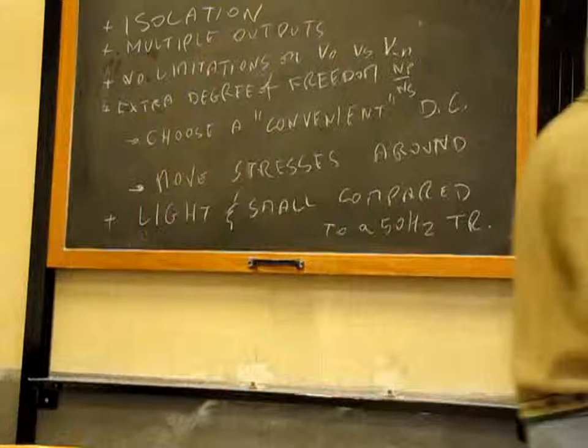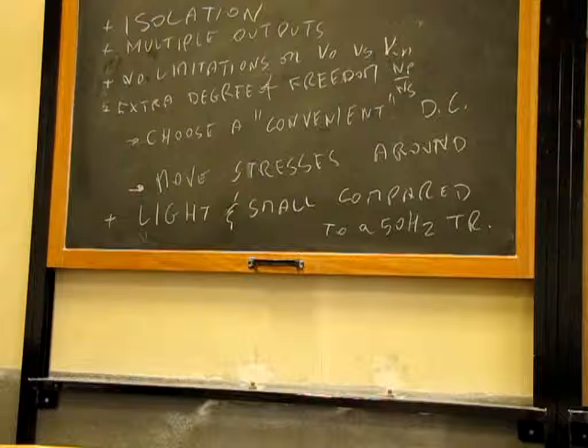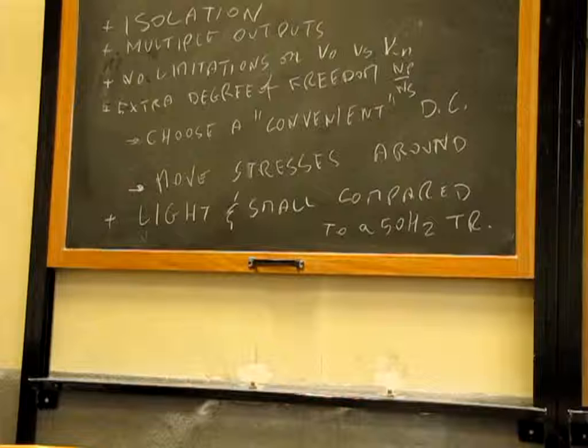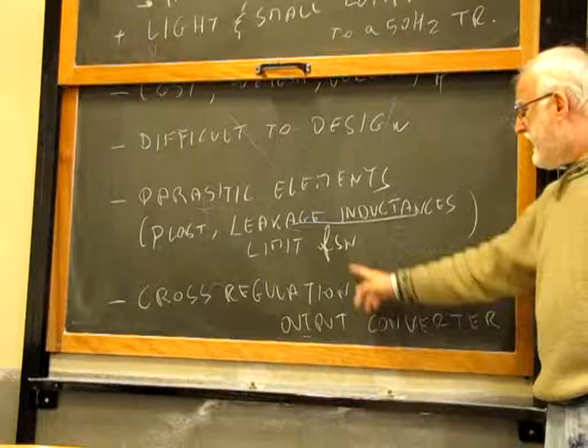This is a classic question I ask during the written theory part of your exam. What are the advantages and disadvantages of using a transformer in a switch mode converter? And you have to tell me this stuff. Isolation, multiple output, what else? No limitation on the output voltage with respect to the input voltage. One extra degree of freedom, that means I can move stresses around, I can choose a duty cycle, I'm not forced to pick a duty cycle given by the ratio of the output voltage and the input voltage. And the disadvantages: pain in the neck to design, leakage inductance, limitations on switching frequency, cross regulation could not be very good.